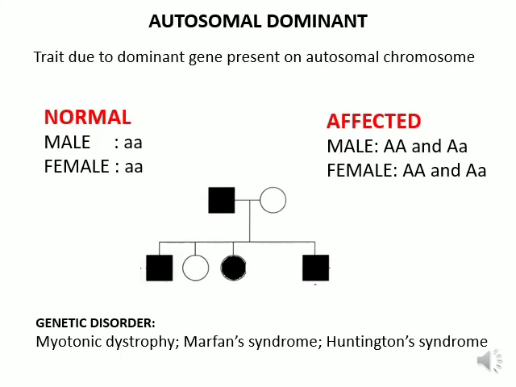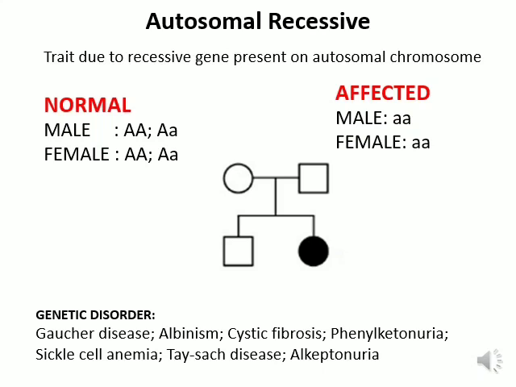Among the genetic disorders, there are various genetic disorders. The most common are myotonic dystrophy, Marfan syndrome, Huntington syndrome. The next slide will show the autosomal recessive. So what is an autosomal recessive disorder? The disorder which is due to recessive gene present on the autosomal chromosome.